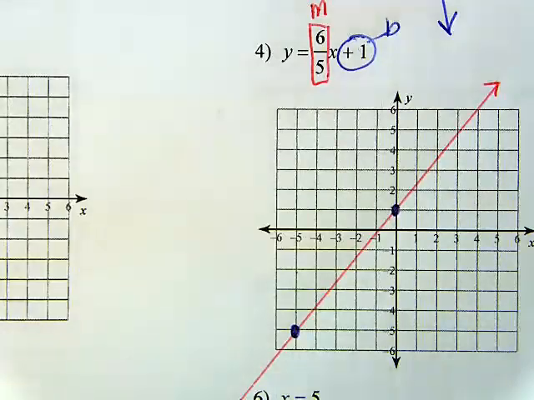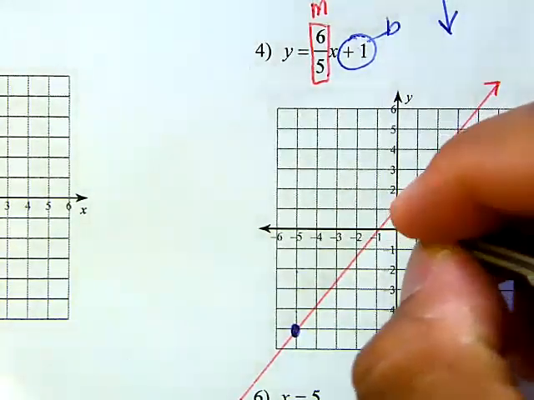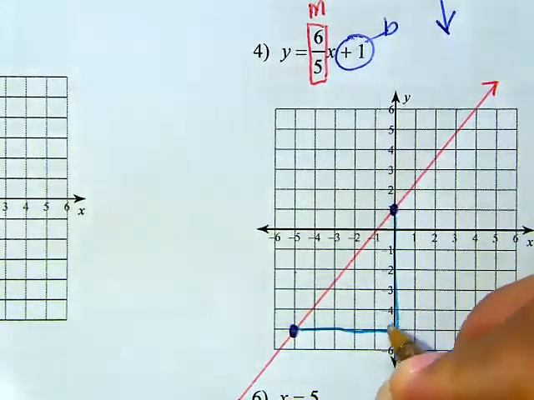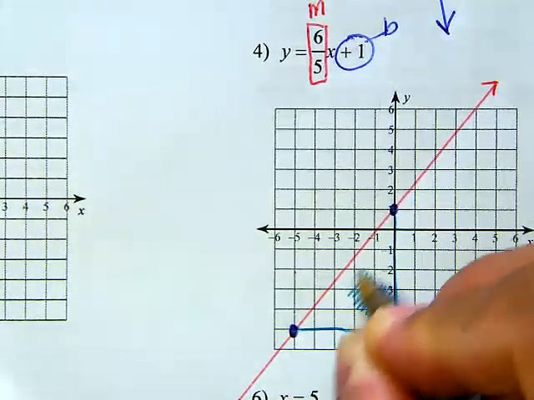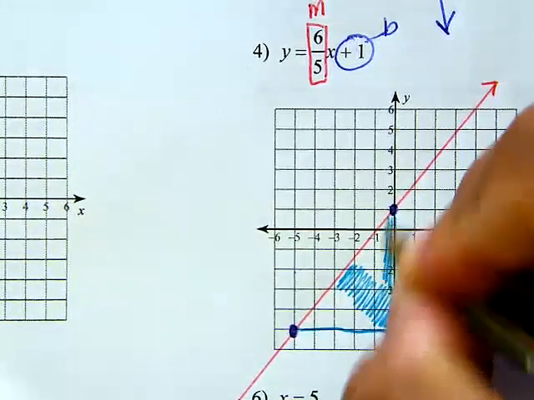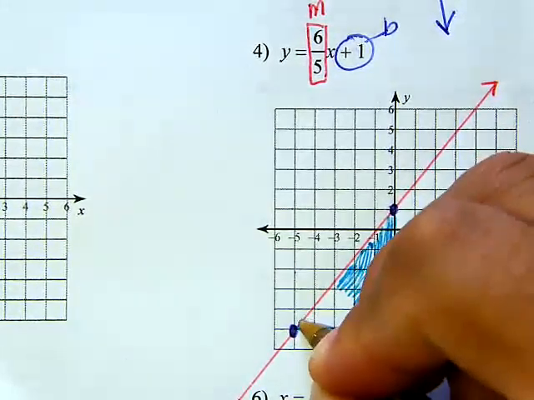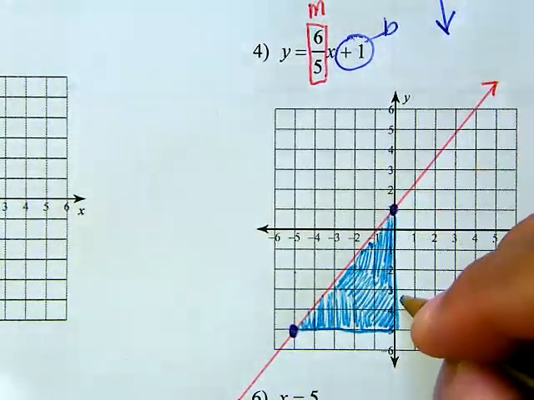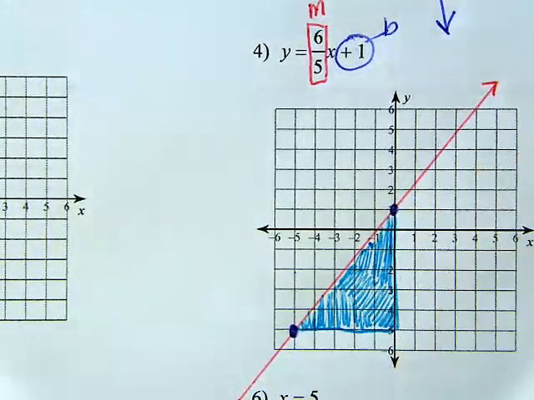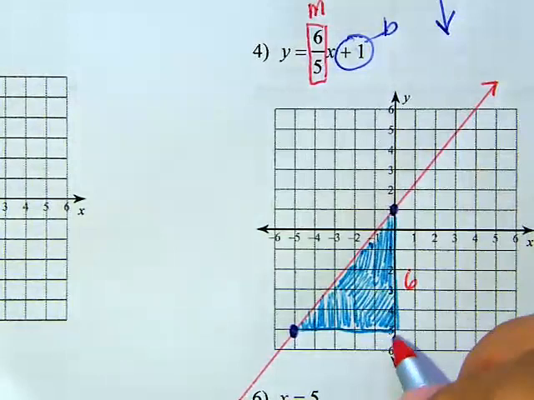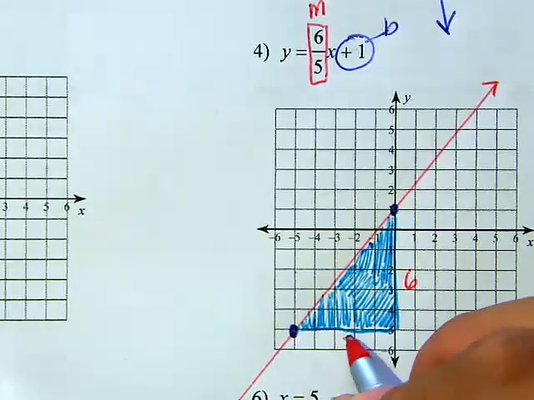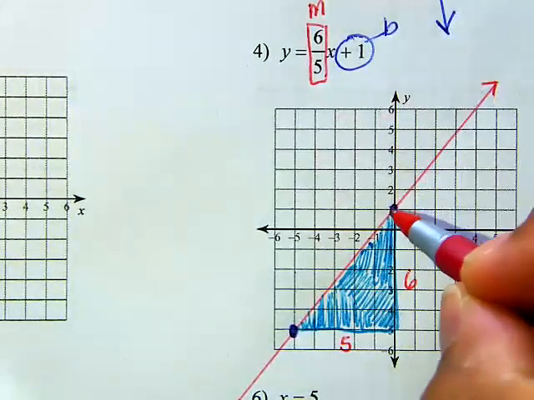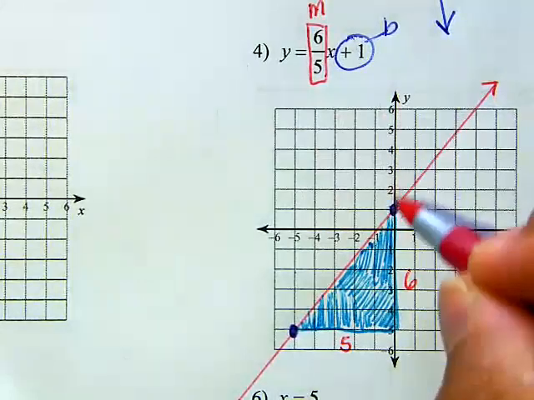So we'll take a look at some other examples. So again, let's make my triangle. Let's shade it in. 1, 2, 3, 4, 5, 6. 1, 2, 3, 4, 5. That's where the 6/5 comes in. And then the plus 1 is right here where this line will cross over this y-axis.